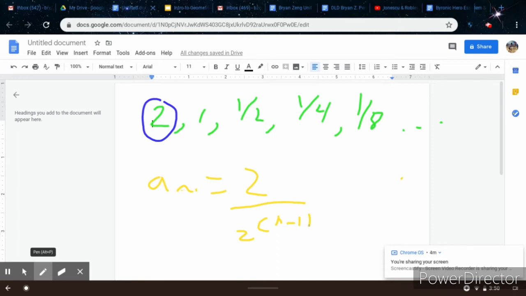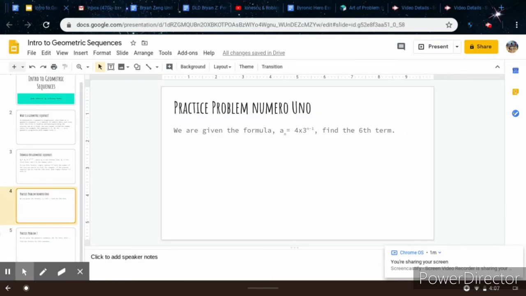Okay, so now let's move on to practice problems, since you're now familiar with geometric sequences. Our first practice problem: we are given the formula a_n equals 4 times 3 to the n minus 1 power, and we want to find the 6th term. The first way we can approach this is to simply replace n with 6. Let's do that right now.